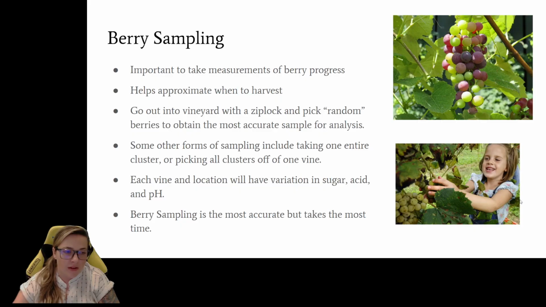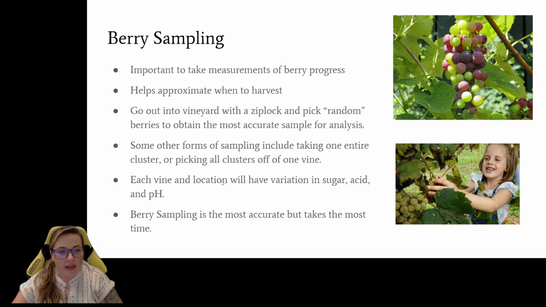Other forms of berry sampling would include taking the entire cluster, so whole cluster sampling, going through and taking whole clusters off of random vines, or picking all the clusters off of one vine, which I haven't met anyone that does that process. The thought behind it is there's going to be so much variation in just one vine, it should represent what all the vines are going through, which is not necessarily true, so I actually would not recommend that, even though it's in the textbook.